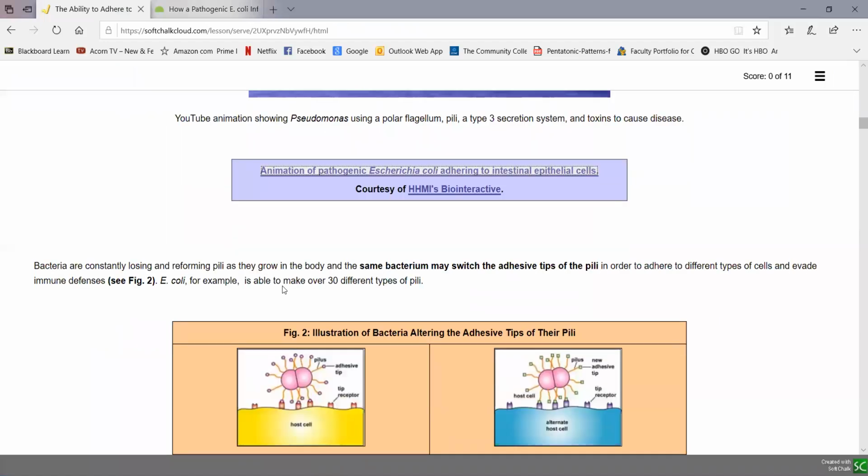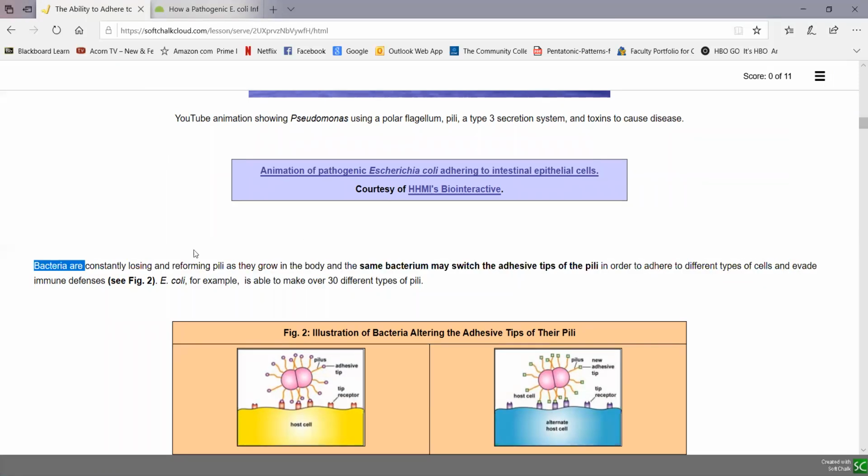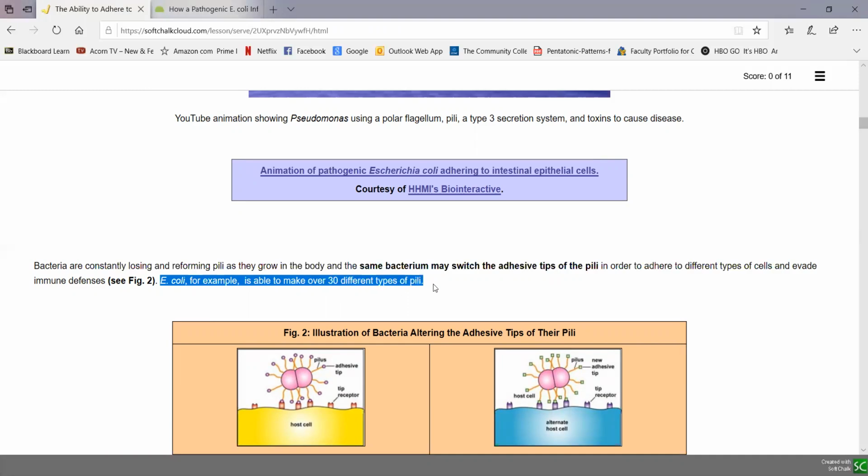So that shows the role of pili and an introduction to adhesins, which is the next topic we'll look at in just a minute, since gram-negatives often use pili and adhesins. Now remember, bacteria constantly lose and reform pili as they grow, and the same bacterium has multiple alleles for adhesive tips. It can switch the adhesive tips of the pili in order to adhere to different types of host cells and in order to evade immune defenses such as antibodies made against the adhesive tip of a pilus to prevent attachment. For example, the E. coli that cause urinary tract infections can make over 30 different types of pili adhesive tips.